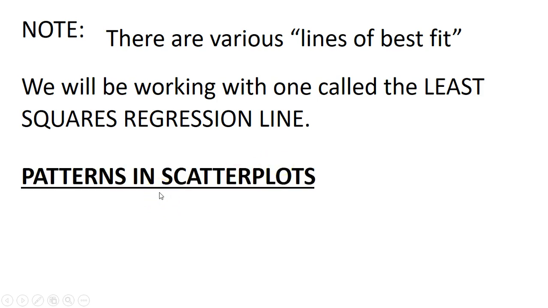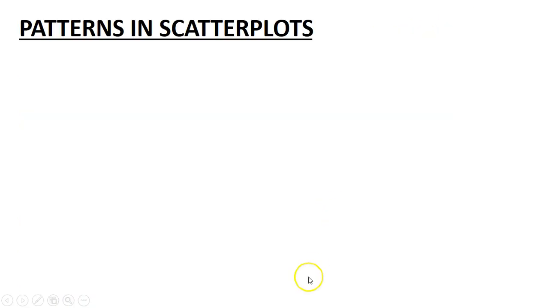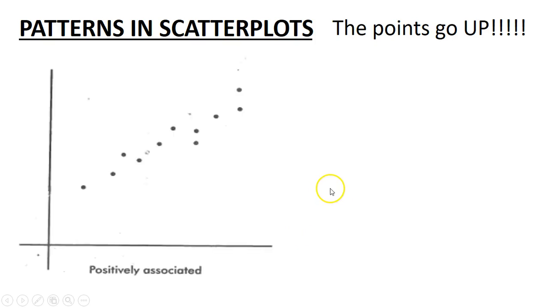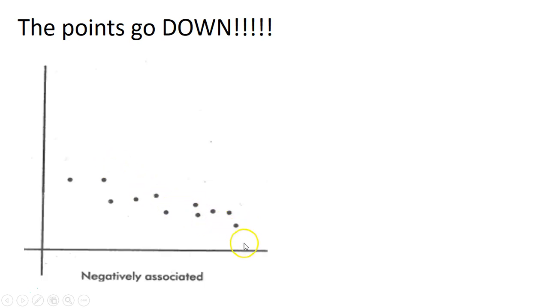So there are patterns in your scatter plots, right? When larger values of one variable are associated with larger values of a second variable, the variables are called positively associated. Basically what I'm getting at is if I have a positive x and a positive y, followed by another positive x and an even higher positive y, and another positive x way out here, another positive y, it's a positive relationship, right? A positive association. Basically the points go up. That seems pretty obvious. When the larger values of one are associated with smaller values of another, then it's negative, right? Here, up, and then it starts going down. So larger values, but it's going down, then it is negatively associated, or the points are going down, right?